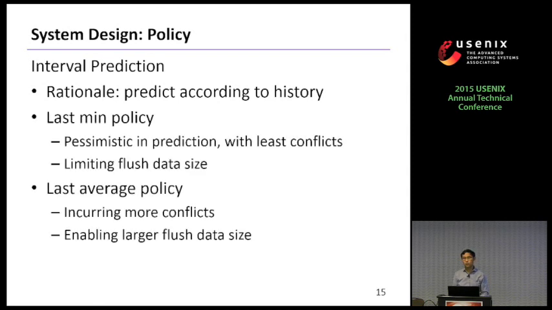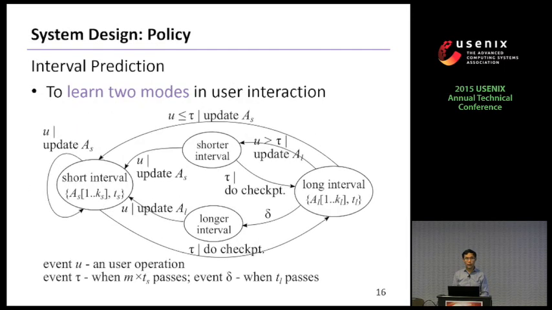Here are two strawman policies, and we improve over them by this observation that users usually switch between two modes. One is long interval operation, and one is short interval operation. For example, when you read a Facebook news feed, you may skip several and then look into one. So here's the state machine. You can see the short interval and long interval states that correspond to the two modes.